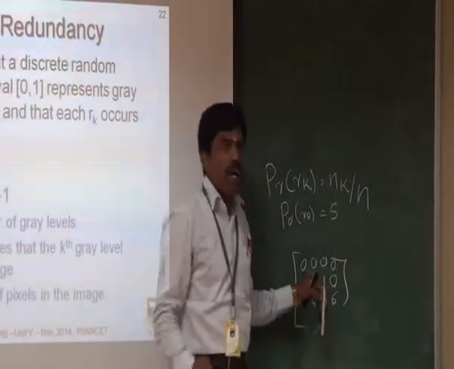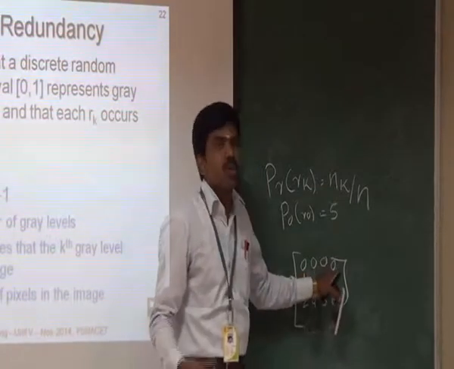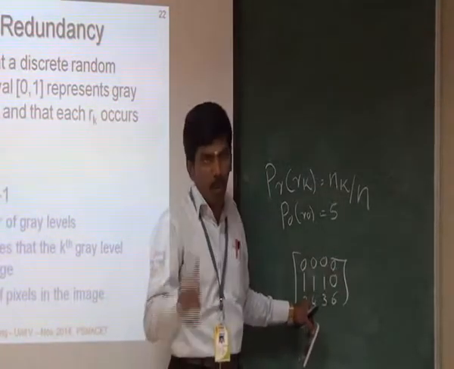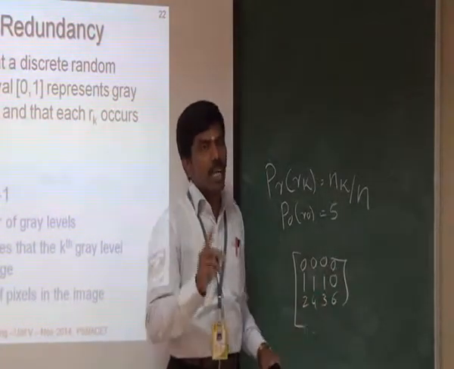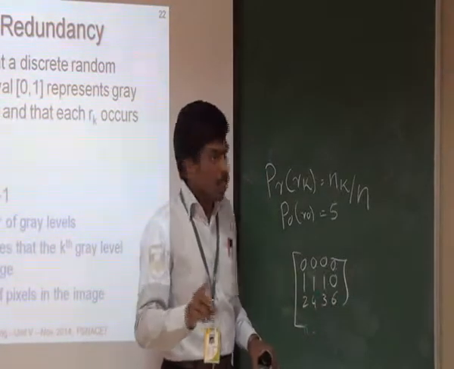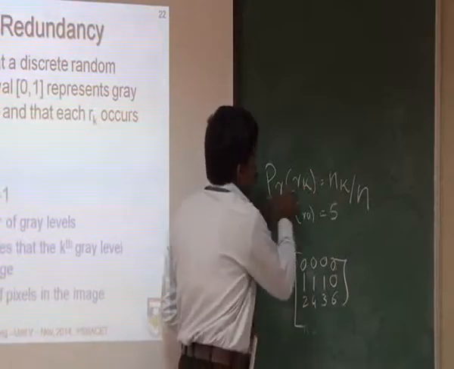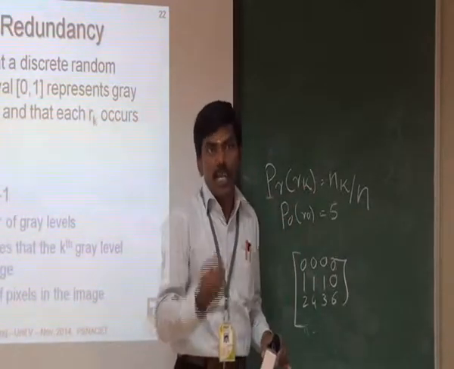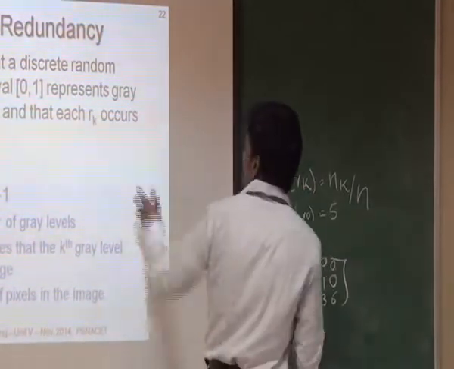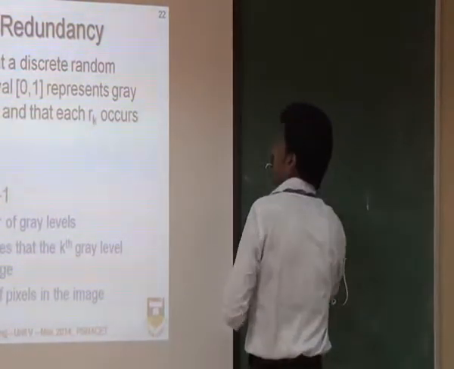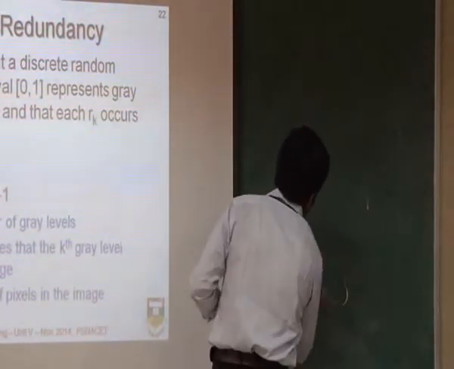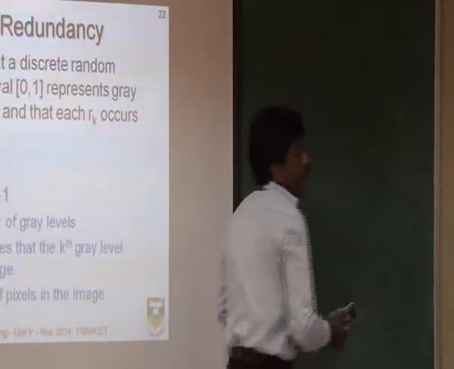Similarly, gray level 1 occurs 3 times. Gray level 2 occurs 1 time, and likewise for 3 and 4. That is considered Nk. N is the total number of pixels. So we calculate P of Rk, the probability of occurrence of the corresponding gray level, where k varies from 0 to L minus 1. L is the gray scale.